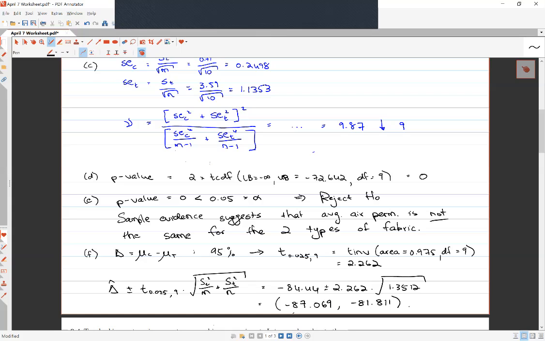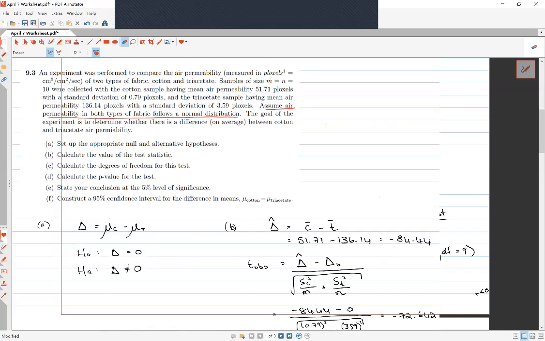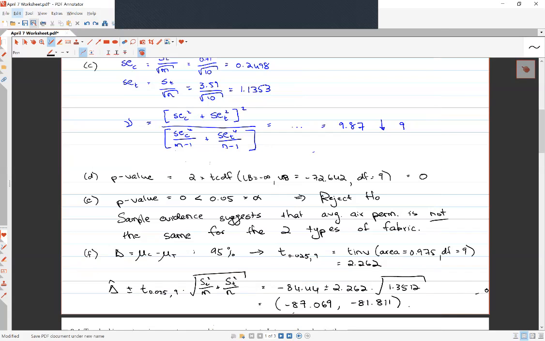And since this whole range is negative, remember we're looking at cotton minus triacetate. So we're saying cotton minus triacetate is likely negative. So what we're saying is that cotton has a lower average air permeability than triacetate. Sorry, let me just fix this here. So that's what you can conclude from the confidence interval. You're able to make a bit more of a definitive statement by interpreting that than just rejecting the null hypothesis in this instance.